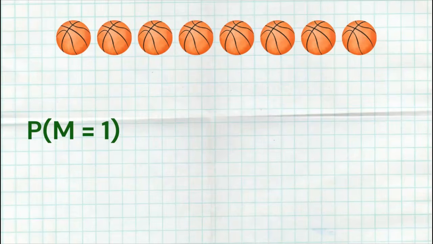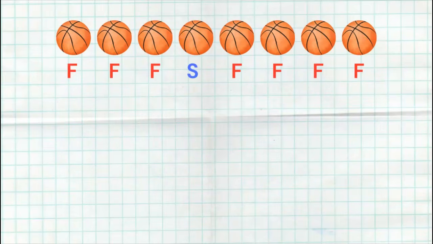All right, let's talk about the probability she makes one of them. For example, maybe she misses, and there's our success. The 4th shot is our success, and then another 4 misses.